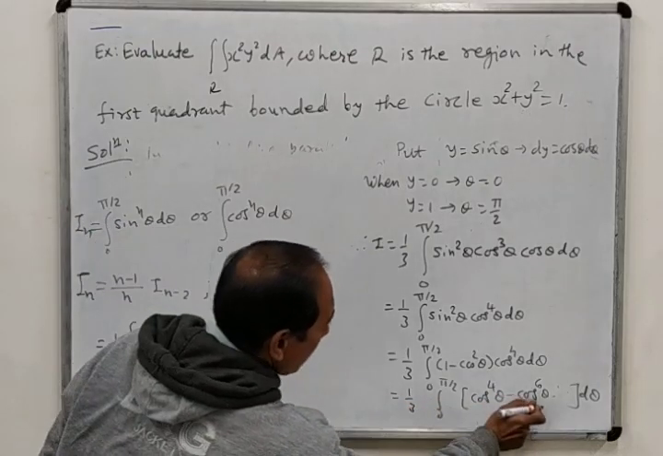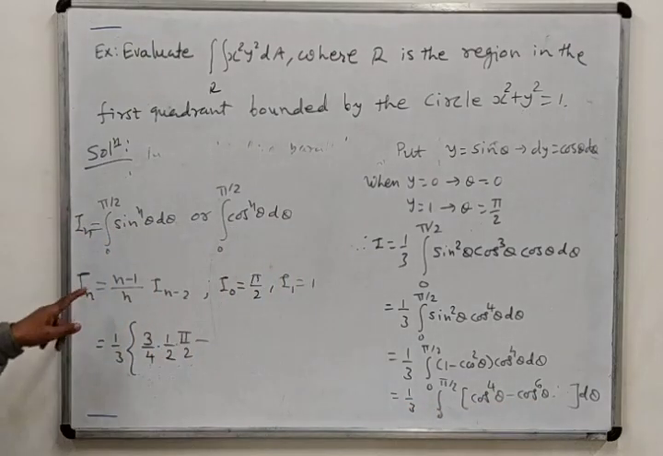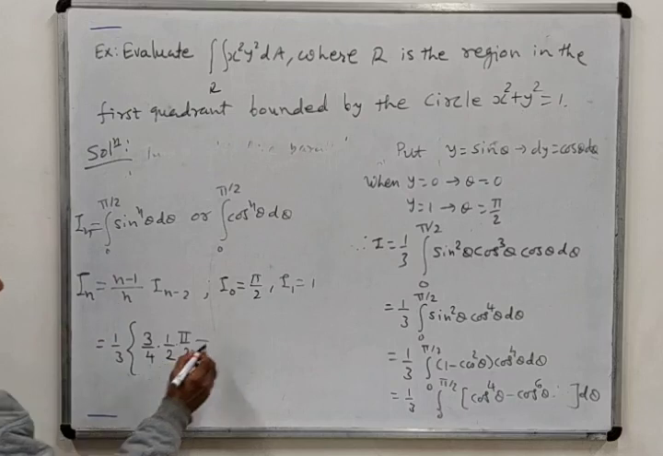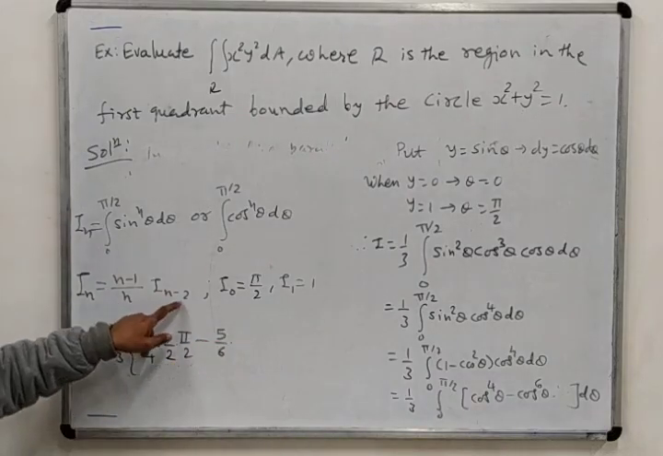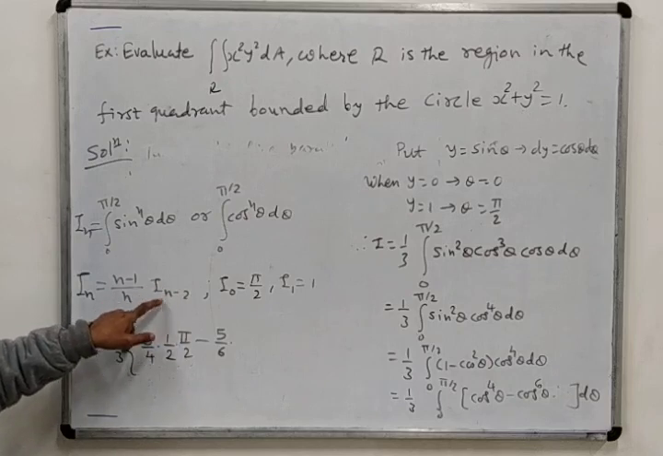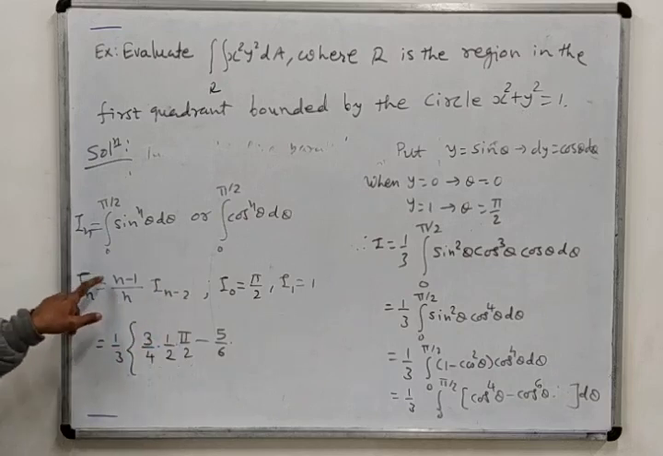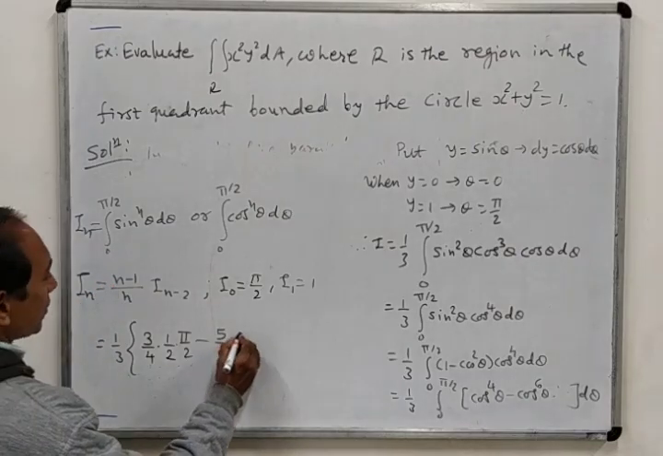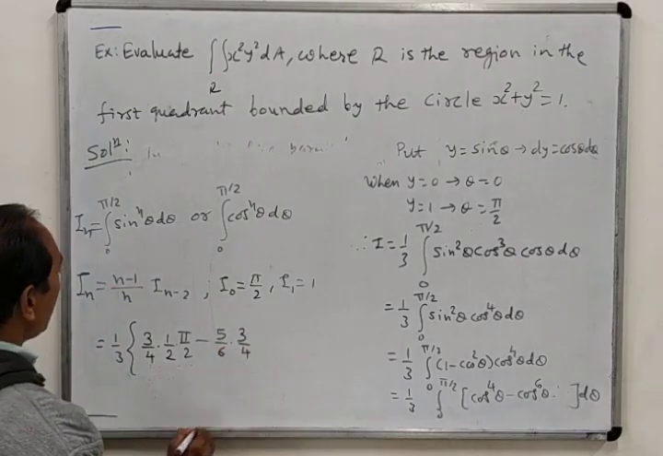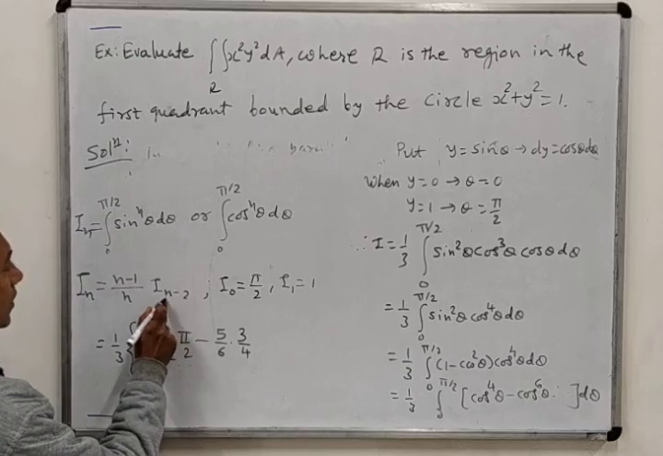Minus, now we will solve this one. Here n equal to 6. So 6 minus 1 by 6, that means 5 by 6 into I4, 6 minus 2 is 4, so I4. But the same I4 we will solve again by putting n equal to 4 here. So 4 minus 1 by 4 into I4 minus 2, that means I2.